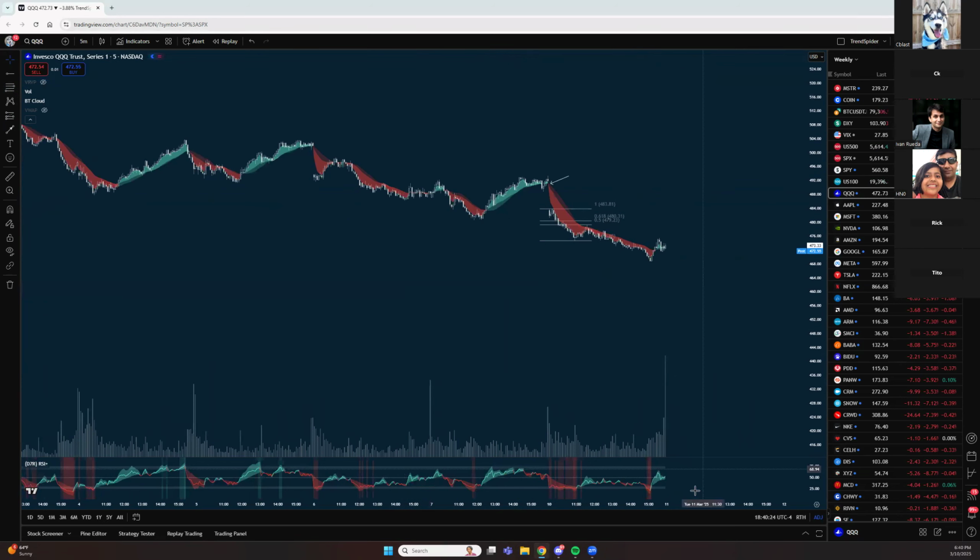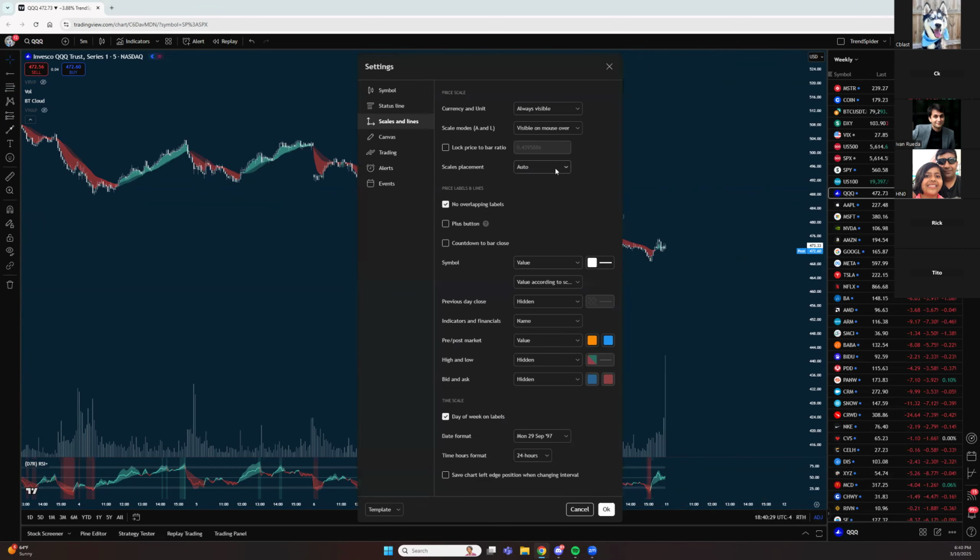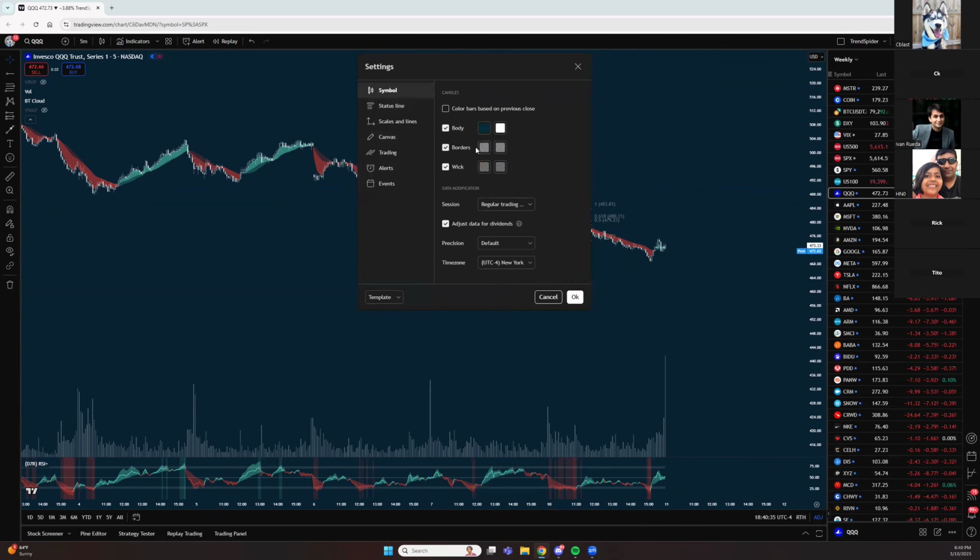A question on how to change the candles to white. If you go to more settings, you can set the colors here of what you want the candles to be. I think it's symbol, like body, borders. You can set that. Mine, I just put it kind of hollow, like the body has one color, and I think the other one you can just see through.